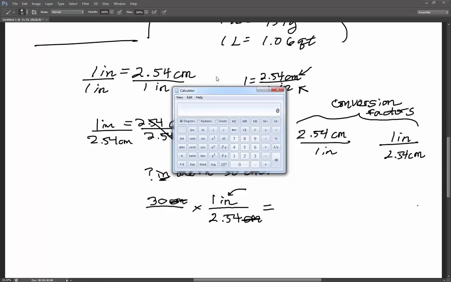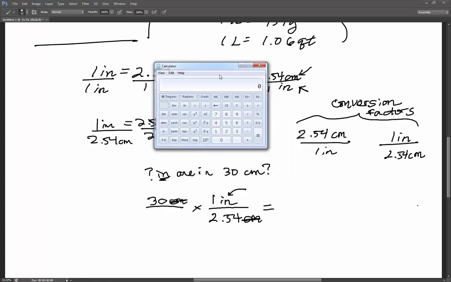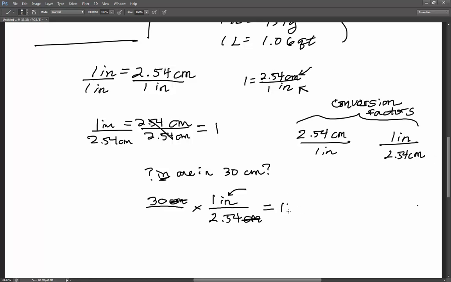So I bring out my handy dandy calculator and I say I've got 30 times 1. I don't have to do that part, but it's up here, so I'll do that. Divided by 2.54. And that gives me a value of 11.8 inches. That solves the problem.